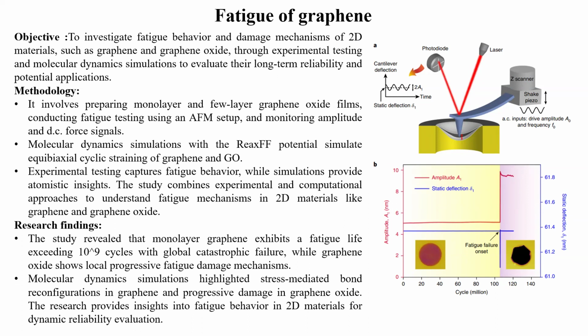The image over here shows the fatigue testing of 2D materials, and the methodology involves preparing monolayer and few layer graphene oxide films, conducting fatigue testing using AFM setup, and monitoring amplitude and force signals. Experimental testing captures fatigue behavior while simulation provides the insights into it. The study combines experimental and computational approaches to understanding fatigue mechanism in 2D materials like graphene and graphene oxide.